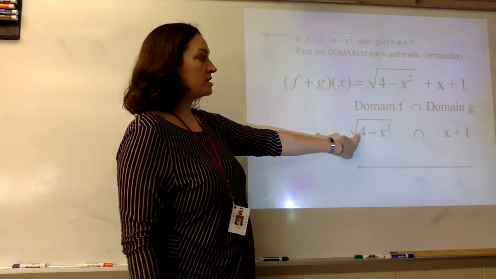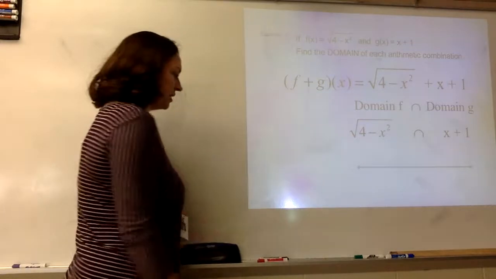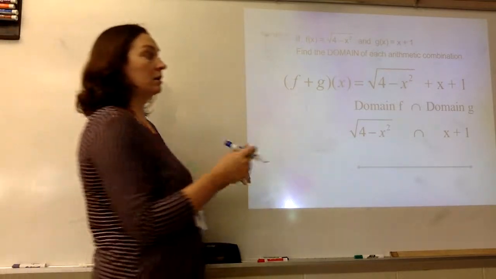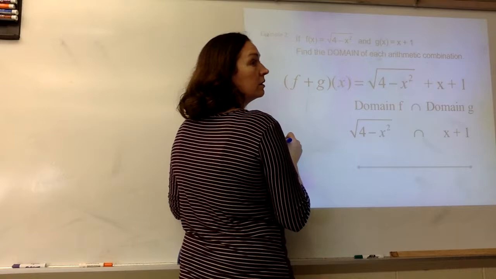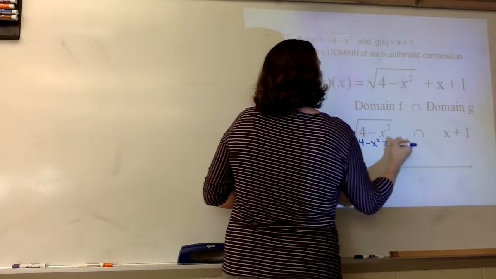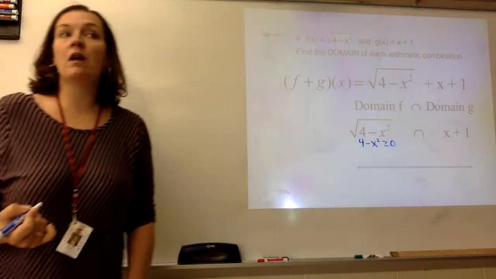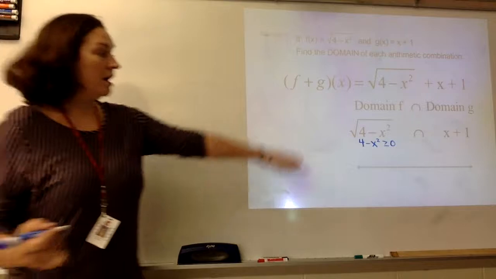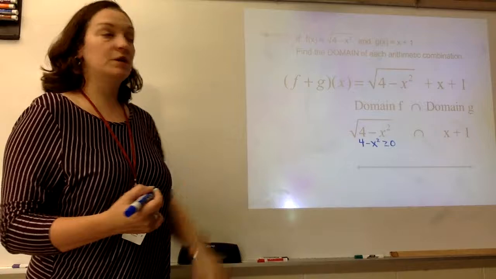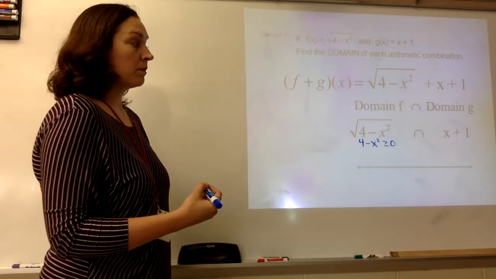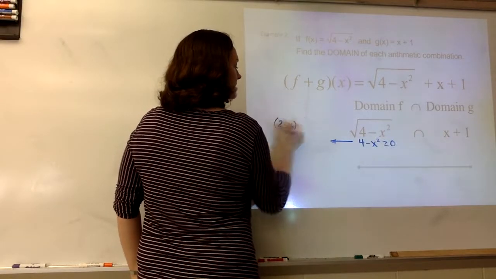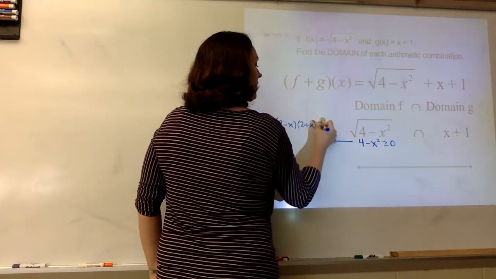So if I come over here, what is the domain of 4 minus x squared? How would I figure it out? Jordan. Set the thing inside the square root greater than or equal to 0. This is another example of a quadratic inequality. What does this factor into? 2 minus x, 2 plus x, greater than or equal to 0.